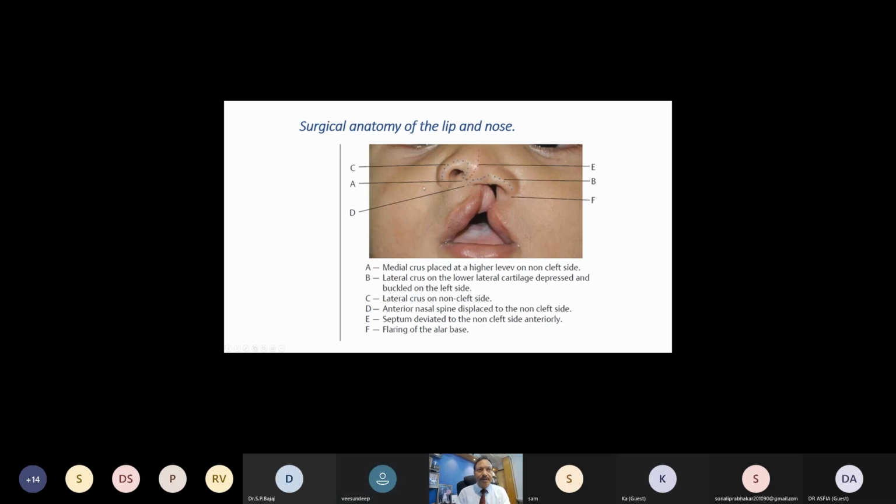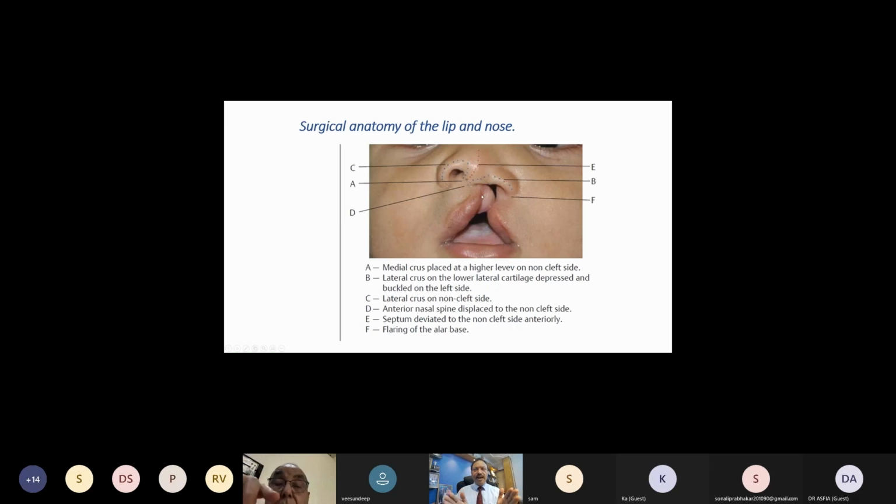Yeah, sure. Now look at the nose and the lip. Here I'm just showing the nose and how the cartilage goes into the deformed nose and why it becomes like this. So this is the medial crus placed at a higher level on the non-cleft side, and this is placed at a lower level on this side. And this is the lateral crus going like this, almost normal, and this is being pulled away. And the tip has become wide, the supratip has become wide. So why is this happening?